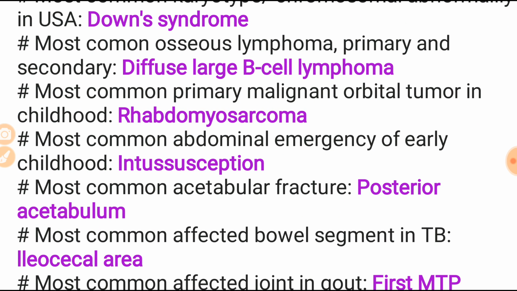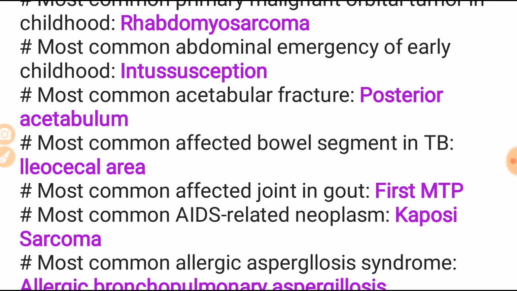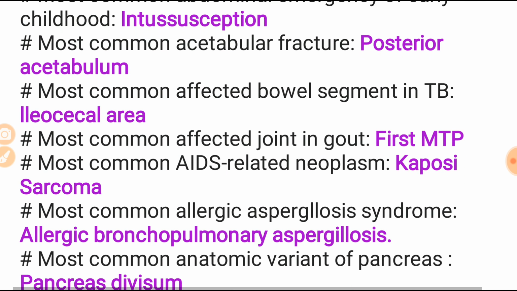The most common abdominal emergency of early childhood is intussusception. The most common acetabular fracture is the posterior wall, and the most commonly affected segment in tuberculosis is the ileocecal area. The most commonly affected joint in gout is the first metatarsophalangeal joint. The most common AIDS-related neoplasm is Kaposi sarcoma.